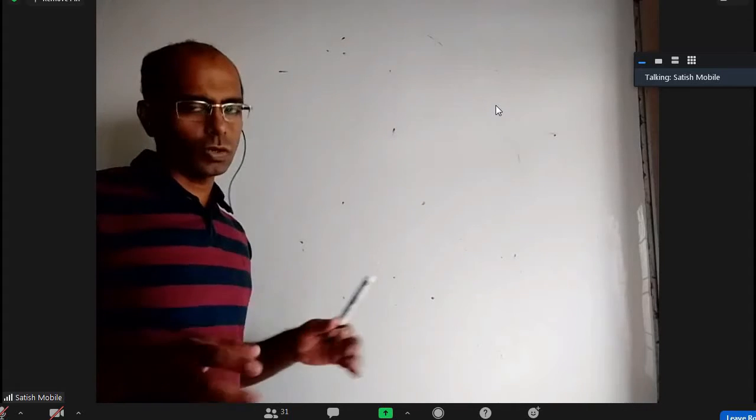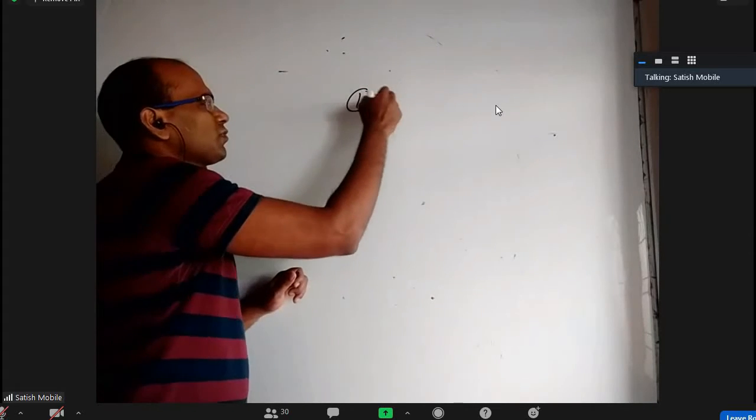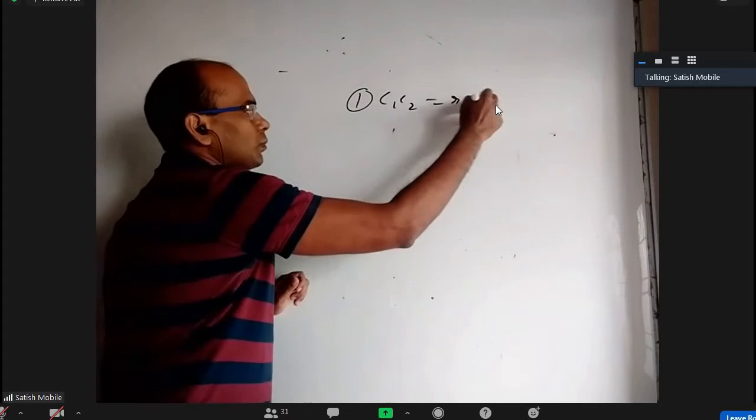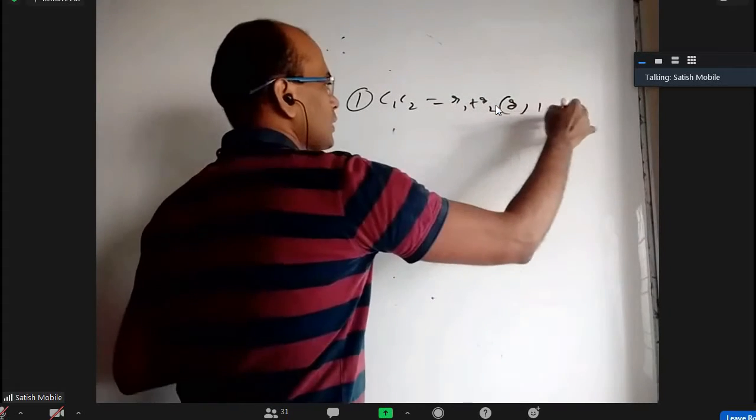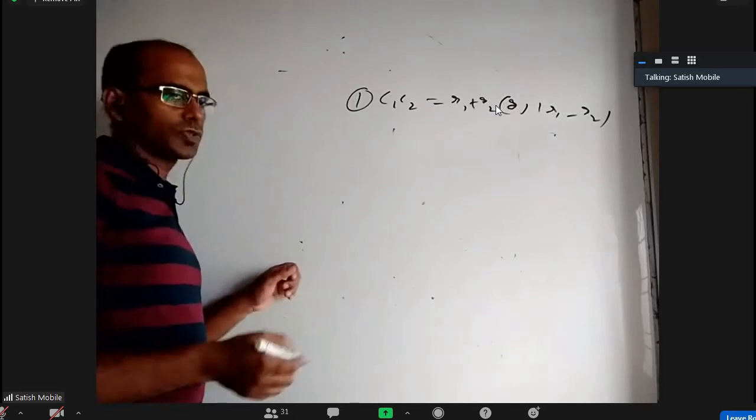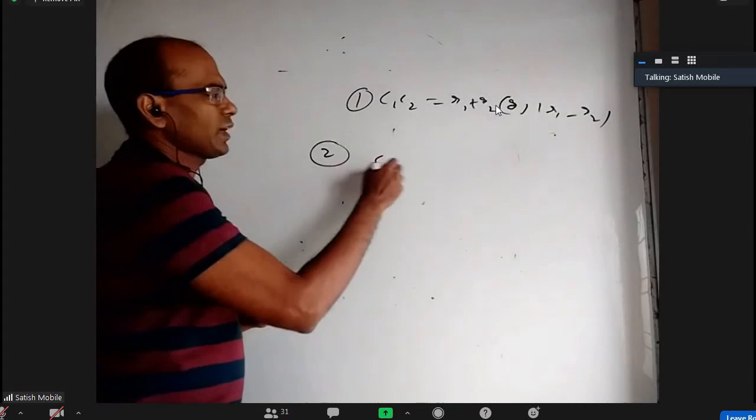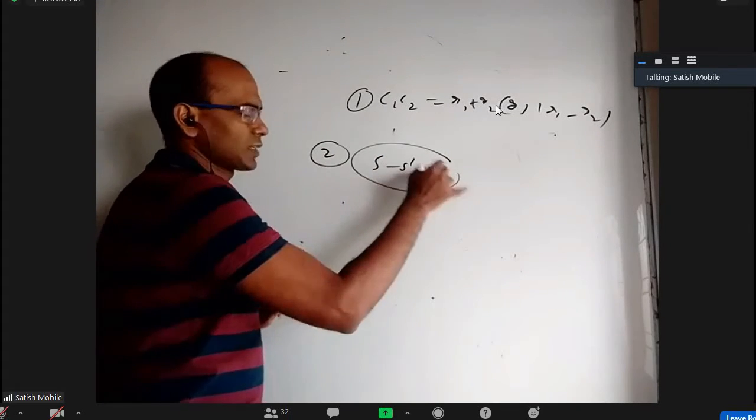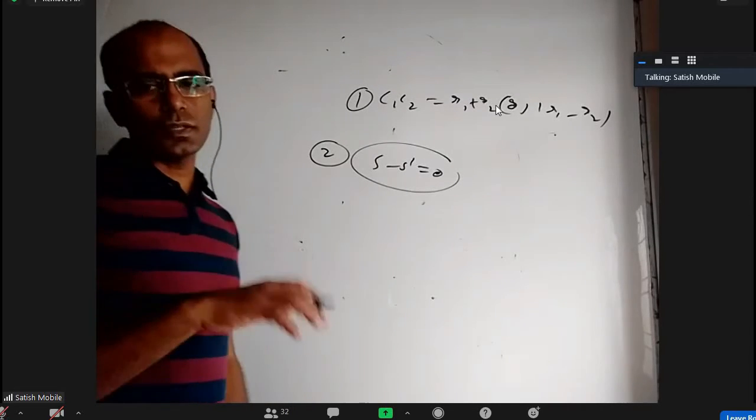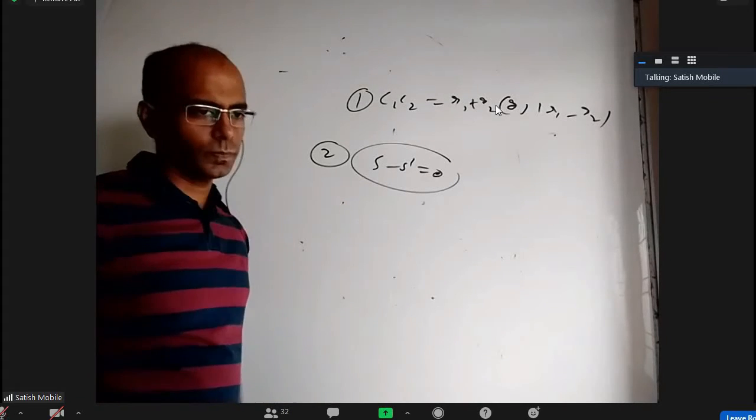Okay. Similarly, two circles touching each other. When they give two circles and ask whether they are touching or not, one method is you find C1C2 equal to R1 plus R2 or mod R1 minus R2. One of these two should hold. Another method is you find S minus S dash equal to 0, and you will get the radical axis. If that is tangent to one of the circles, it is also tangent to the other circle, then they touch.